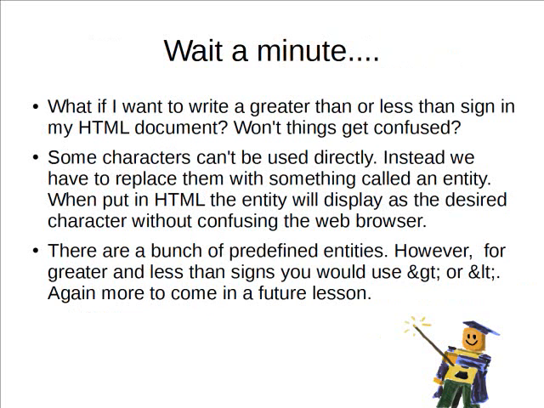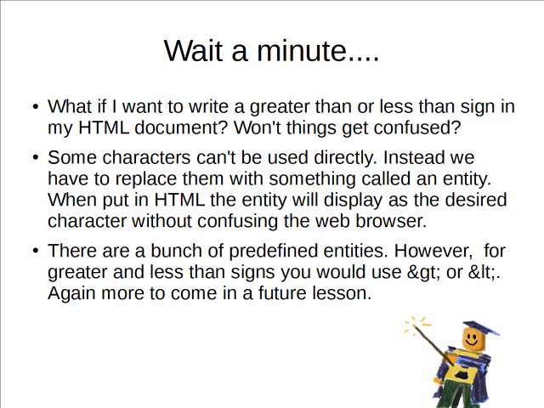So, with all this talk of greater than and less than signs, how do I write that in my document without confusing the web browser? If I wanted to put in some sort of math problem, say, is 5 less than 3, and I write that just plain, it's going to get confused, because that less than is supposed to be starting up a tag. So instead of doing that, we have to use something called an entity.